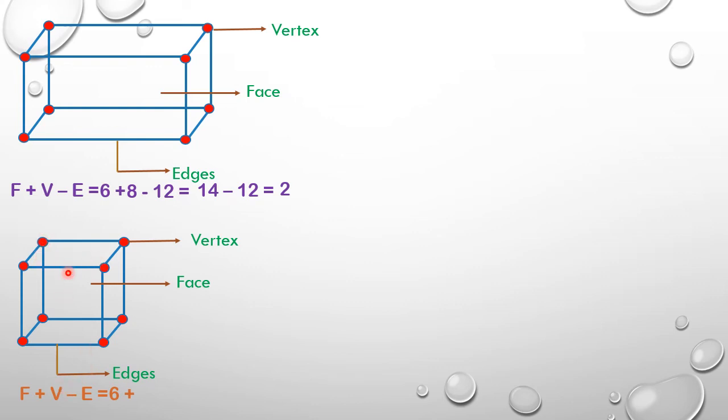How many vertices? 1, 2, 3, 4, then 5, 6, 7, 8. 8 vertices are there. Then how many edges here? In the upper part 4 lines, the bottom part 4 lines, then the sides have 4 lines. So 4 plus 4 plus 4, that is 12. So 6 plus 8 minus 12. What is 6 plus 8? That is 14, minus 12, that is 2. For cuboid and cube, we got the same answer. That is 2, isn't it?